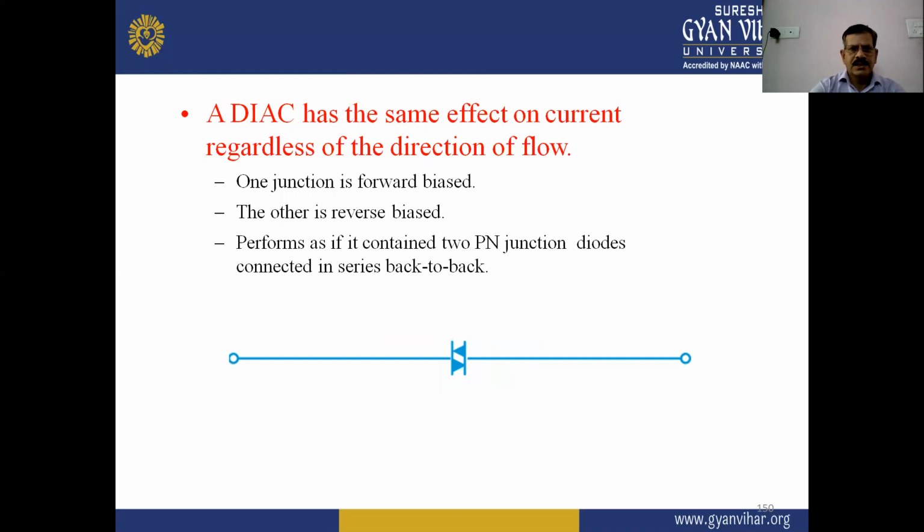A DIAC has the same effect on current regardless of the direction of flow. One junction is forward biased and the other is reverse biased, and it performs as if it contained two PN junction diodes connected in series back to back. We can see this in the diagram given below.